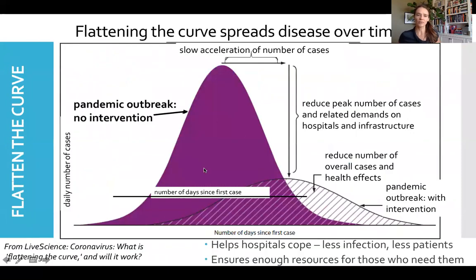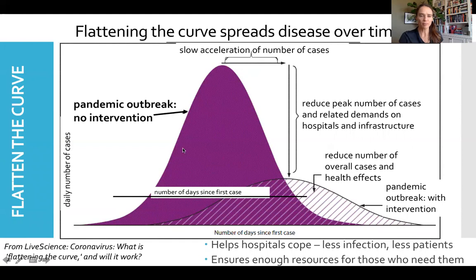So one more thing I wanted to talk to you guys about that we've been talking a lot about in the healthcare community is something called flattening the curve. This is where we're spreading disease over time. If you look at the y-axis, it is number of cases, and on the x-axis is days since the first case. As time goes on towards the right, what we're looking to do is take the curve and actually flatten it, meaning we're spreading disease out over time.